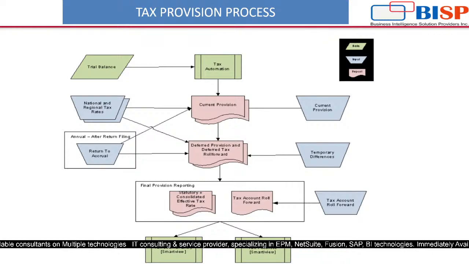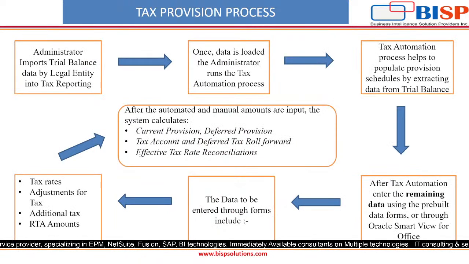Once the current provision has been calculated as well as the deferred provision, we will be able to generate the various reports or the final provisioning report, namely statutory reporting, consolidated effective tax report, and tax account roll forward as well. From there, the application will directly create the tax journal entry in the legal entity data and we'll be able to view the footnote and disclosures as well. So this was the whole tax provisioning process.